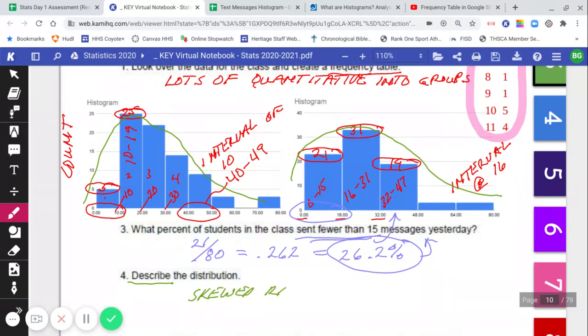to the right. What does skewed to the right mean? If you took a normal curve and you just kind of pulled it to the right, that's what's skewed to the right. So our data kind of trails off up high.